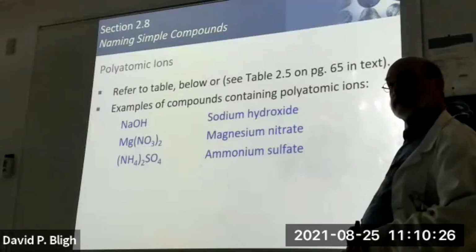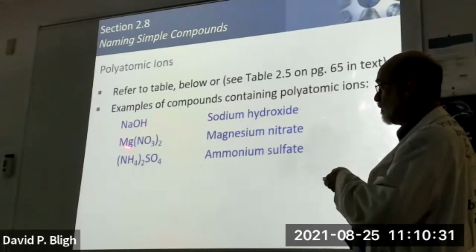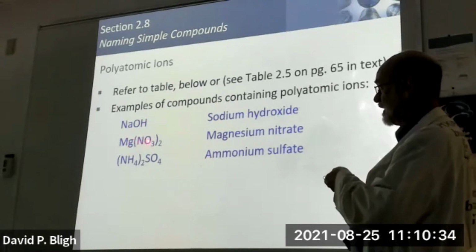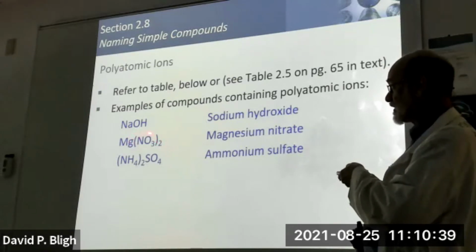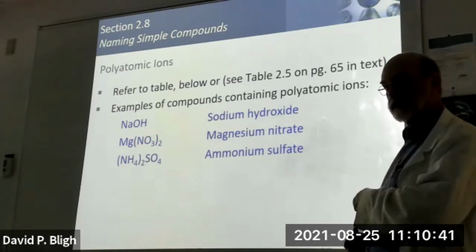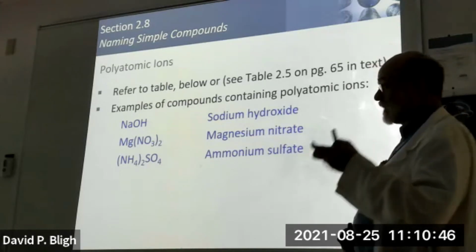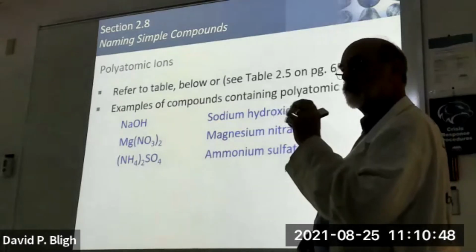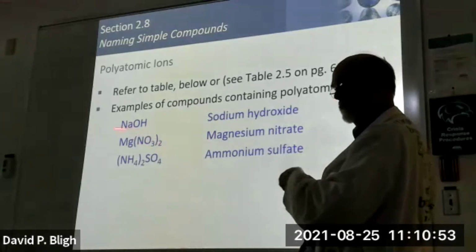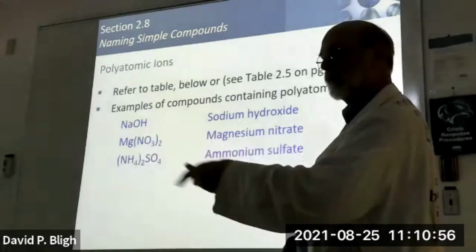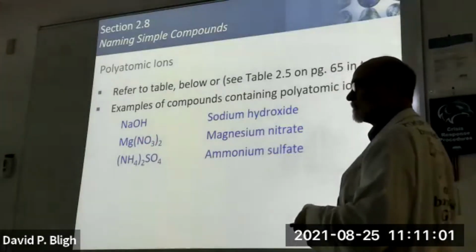But when you're counting atoms, this would have 1 sodium, 1 oxygen, 1 hydrogen, 1 magnesium, 2 nitrogens, and 6 oxygens. That subscript outside the parentheses propagates through the entire unit for counting purposes. You need to understand that because eventually we're going to use that to calculate the masses of each of these using the periodic table. So we need to know how many of each atom there is in the compound.